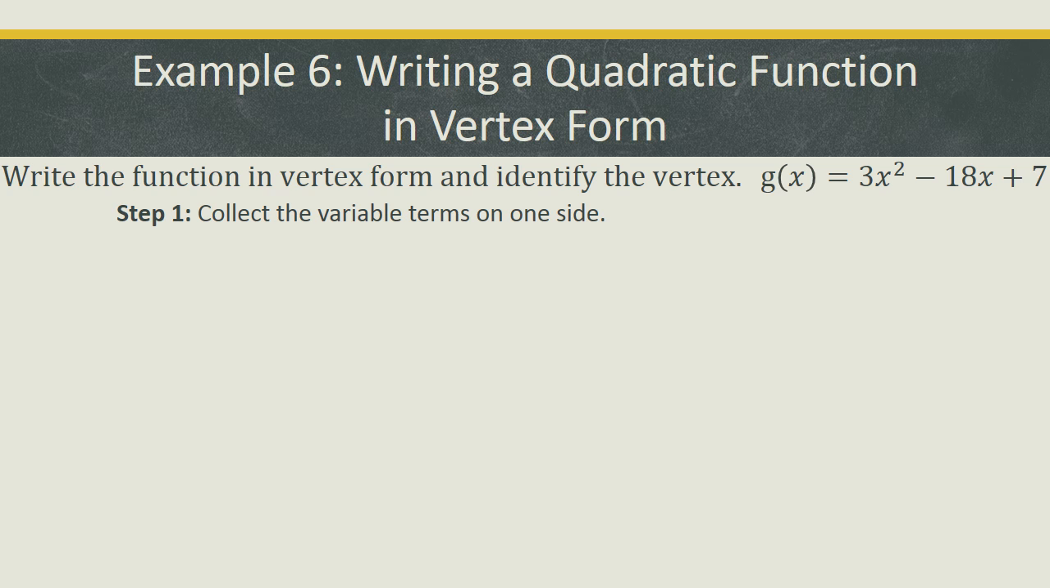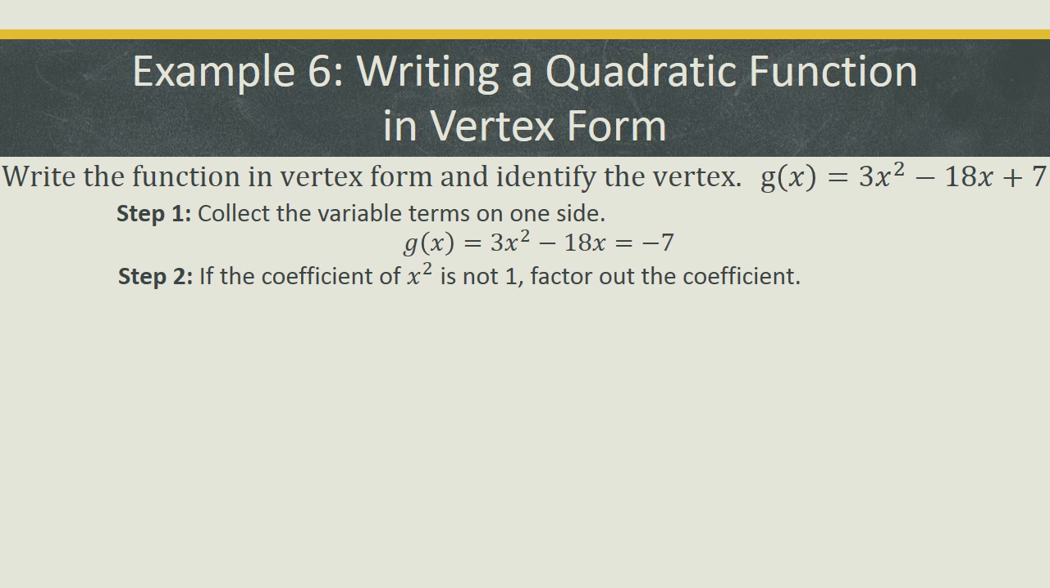So we're going to collect all the variable terms on one side. This is a culmination of everything we've been doing. Just like completing the square, but now it has more of a purpose. So I move the 3x squared minus 18x, leave that on one side, move the 7, so subtract it from both sides onto the other.